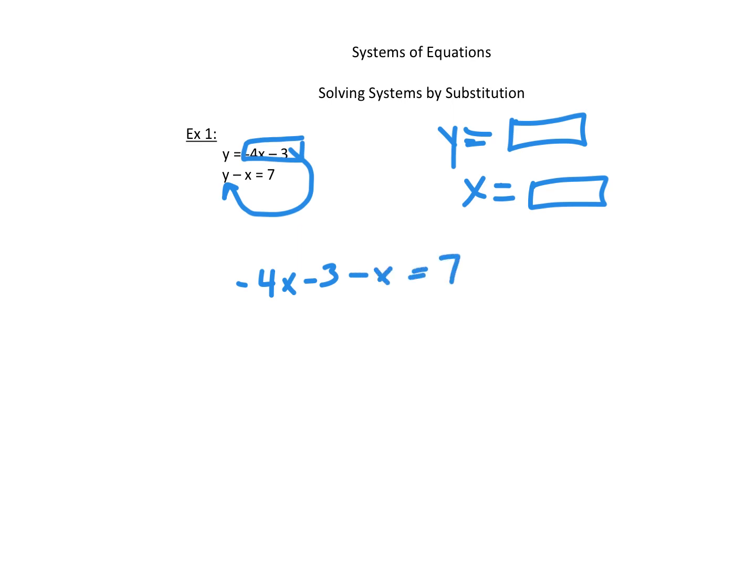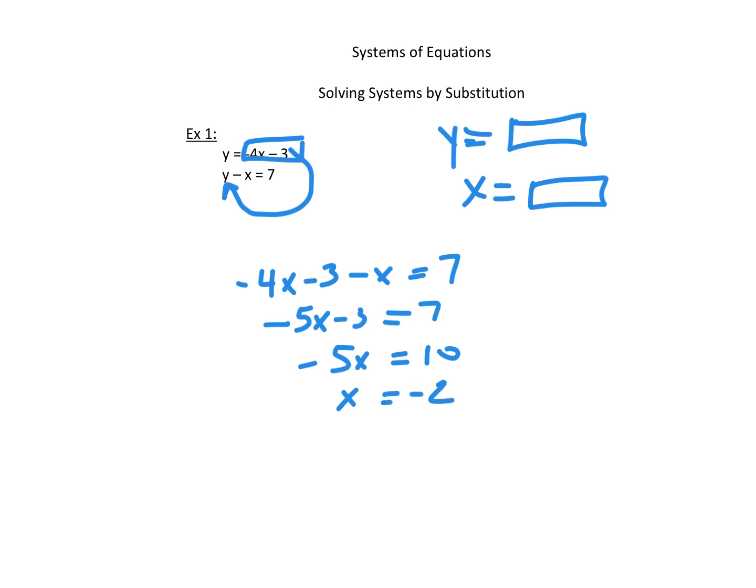I'm doing that so that I can now create an equation that only has one variable, so that I could actually solve and get a numerical value for that variable. So I'm going to solve this equation. I'm going to combine like terms. I have negative 5x minus 3 equals 7. I add 3, negative 5x equals 10. I divide by negative 5, x equals negative 2.